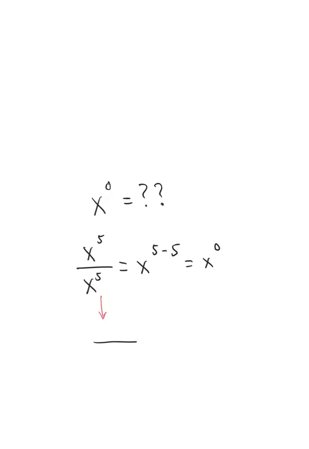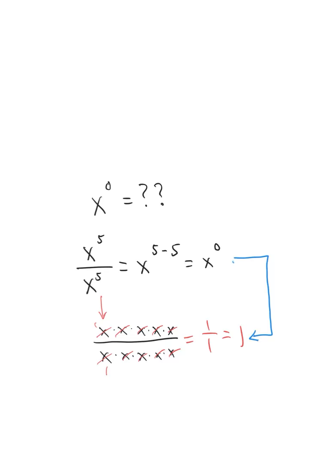However, what if I solved that x to the 5 over x to the 5 in an alternate method? Well, that would be 5 factors of x on top and 5 factors of x on bottom. And in that case, every one of those pairs of x's on top and bottom would end up canceling. So that would give you 1 over 1, which equals 1. So if I follow this chain, this shows that x to the 0 is actually equal to 1. It's a funny little exponent rule, but it is proved right here for you. If I have anything divided by itself, it's going to be a 1.